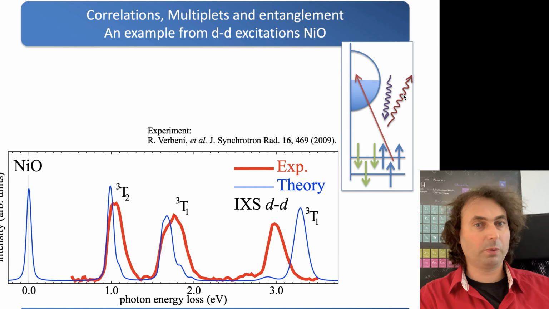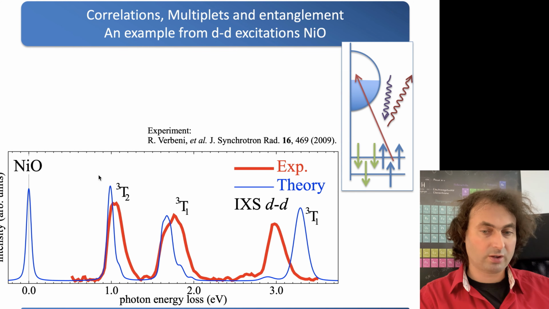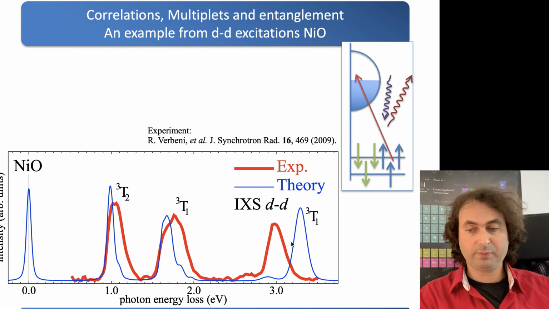Photons interact with angular momentum but not with spin, such that the excitations are only allowed between triplet states, and that's indeed what you see. You do not see the singlet states that you would also have in your system, but just the possible triplet excitations.